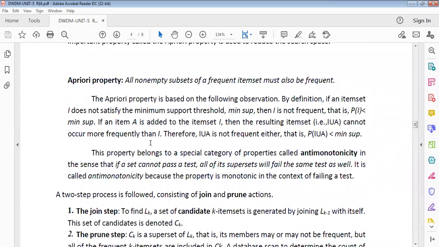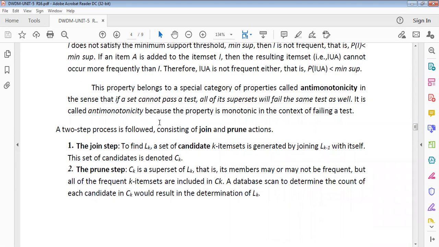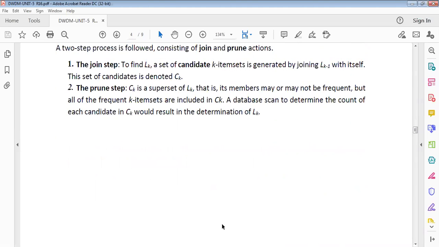Generally in the Apriori algorithm you have to perform two actions. One is the join step and the second one is the prune step. First is the join step. The candidate k-item set is created by joining Lk-1 with itself. This set of candidates is denoted Ck. In the prune step, Ck is a superset of Lk, whose members may or may not be frequent. All candidates are included and the count of each is determined.